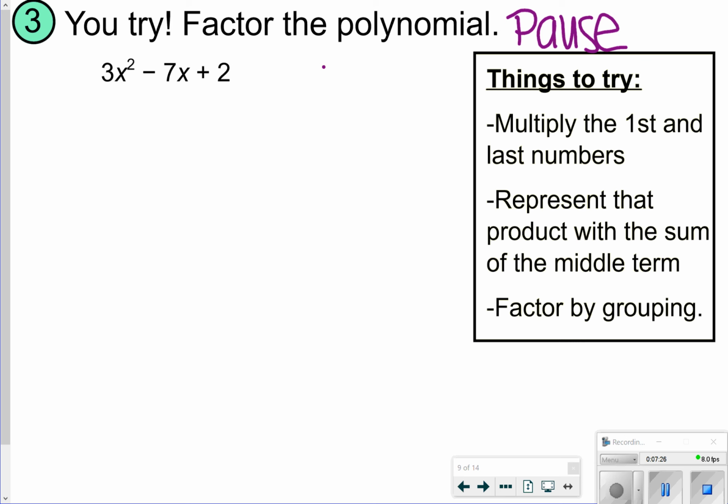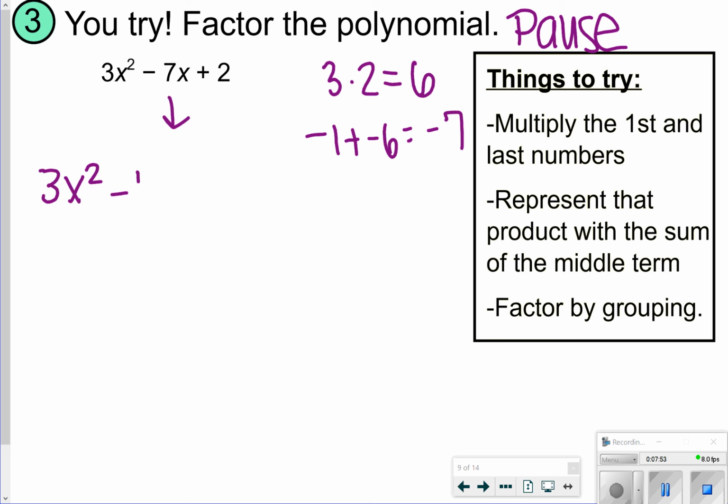All right, so what I did first is multiply 3 times 2, and I got 6. So what I'm going to have to do here is see what factors of 6 can equal -7. And right off the bat, I know -1 plus -6, those are factors of 6, will give me -7. So I'm going to use that to my advantage and break it down so I can see a -1 and a -6 here. So I'm going to have 3x squared minus 6x minus 1x plus 2. Again, I did not change the value of the polynomial. I basically just split -7x to make -6x and -1x.